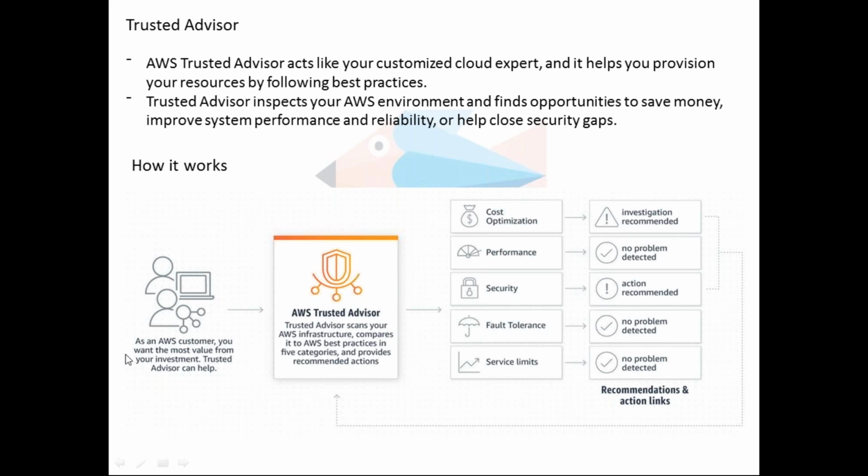As an AWS customer, you want the most value from your investment, and Trusted Advisor can help you in that. So what will Trusted Advisor do? It scans your AWS infrastructure, compares it to the AWS best practices in the 5 categories, and provides recommended actions. What are the 5 categories? As said, cost optimization, performance, security, fault tolerance, and service limits.